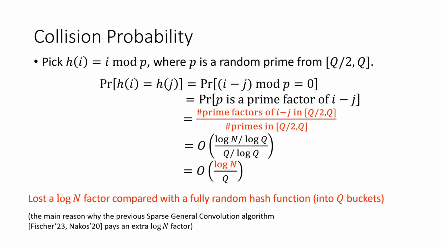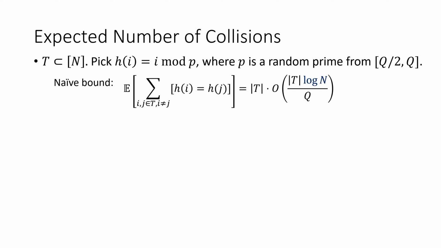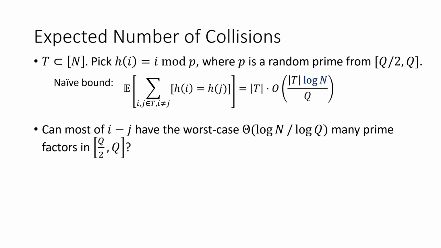Let's look at the total expected number of collisions, which is just the sum of the collision probability over all pairs, which is roughly t squared over q times this extra log n factor. Let's call this the naive bound. And if the naive bound is tight, then it will mean that most of the differences i minus j would have the worst case number of prime factors in that interval. And the question is whether this is actually possible.